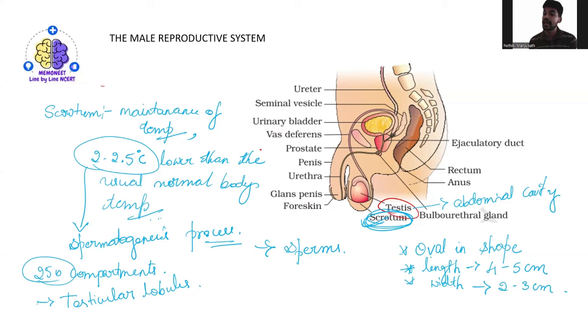The adult testis is oval in shape. The length is around 4 to 5 centimeters and the width is around 2 to 3 centimeters. Inside a single testis, you will see around 250 compartments where spermatogenesis takes place, and these 250 compartments together are called testicular lobules. So this is clear about the testis. We'll move to the next.